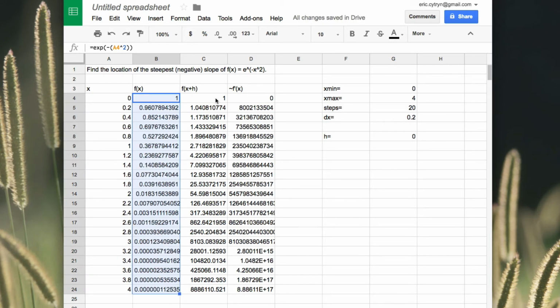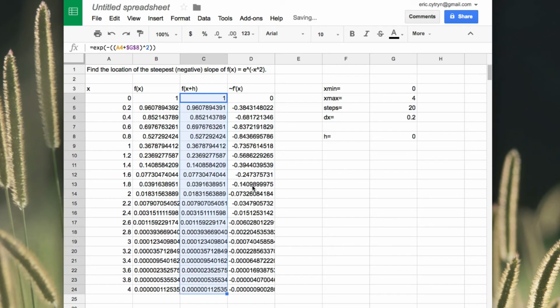And now you can see we'll have to do the same thing here. So now I have to put a bracket around here and around the x squared as well. And that should fix the f of x plus h column. Okay, and now we have all these slopes are negative. Okay, so where is the steepest one? Well, it looks like there's a 0.84, 0.83, it looks like it's around here.